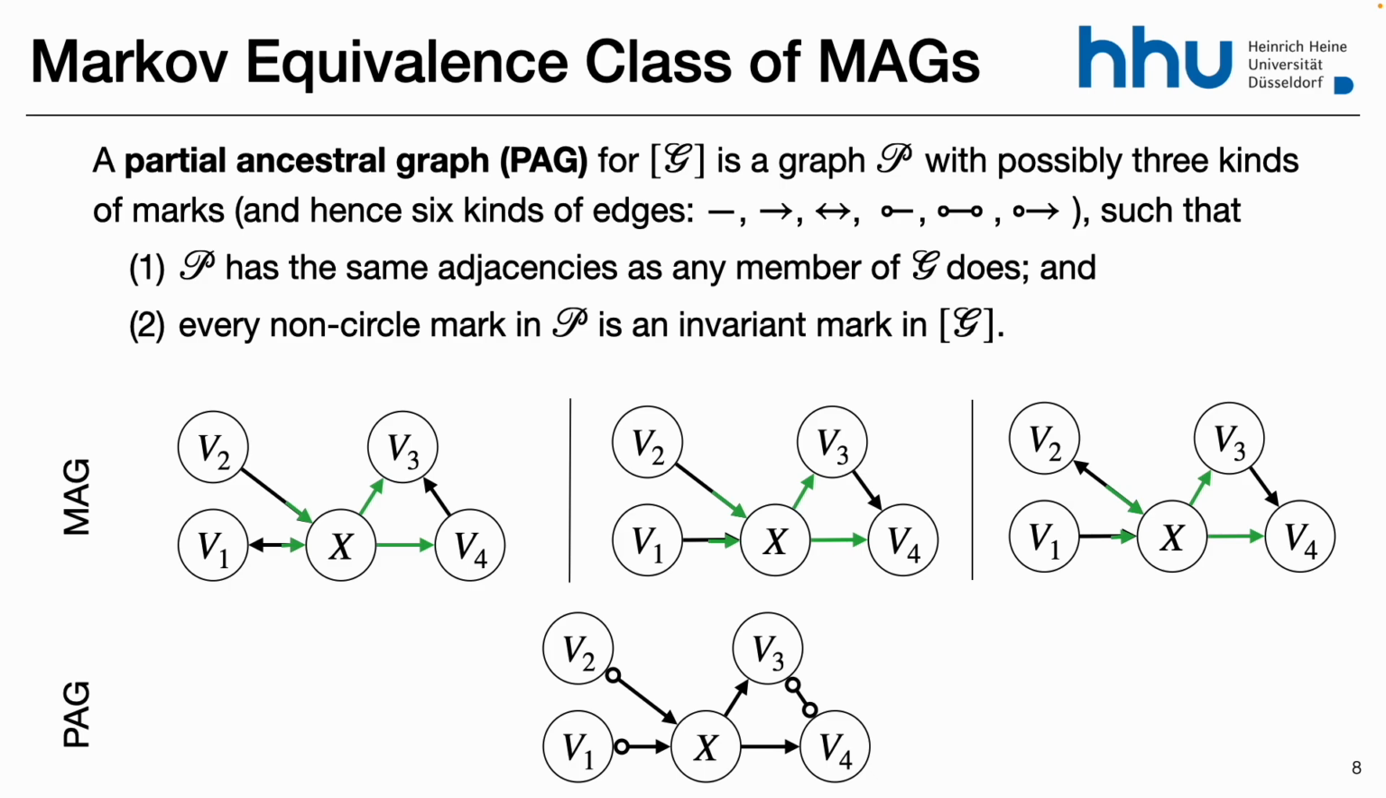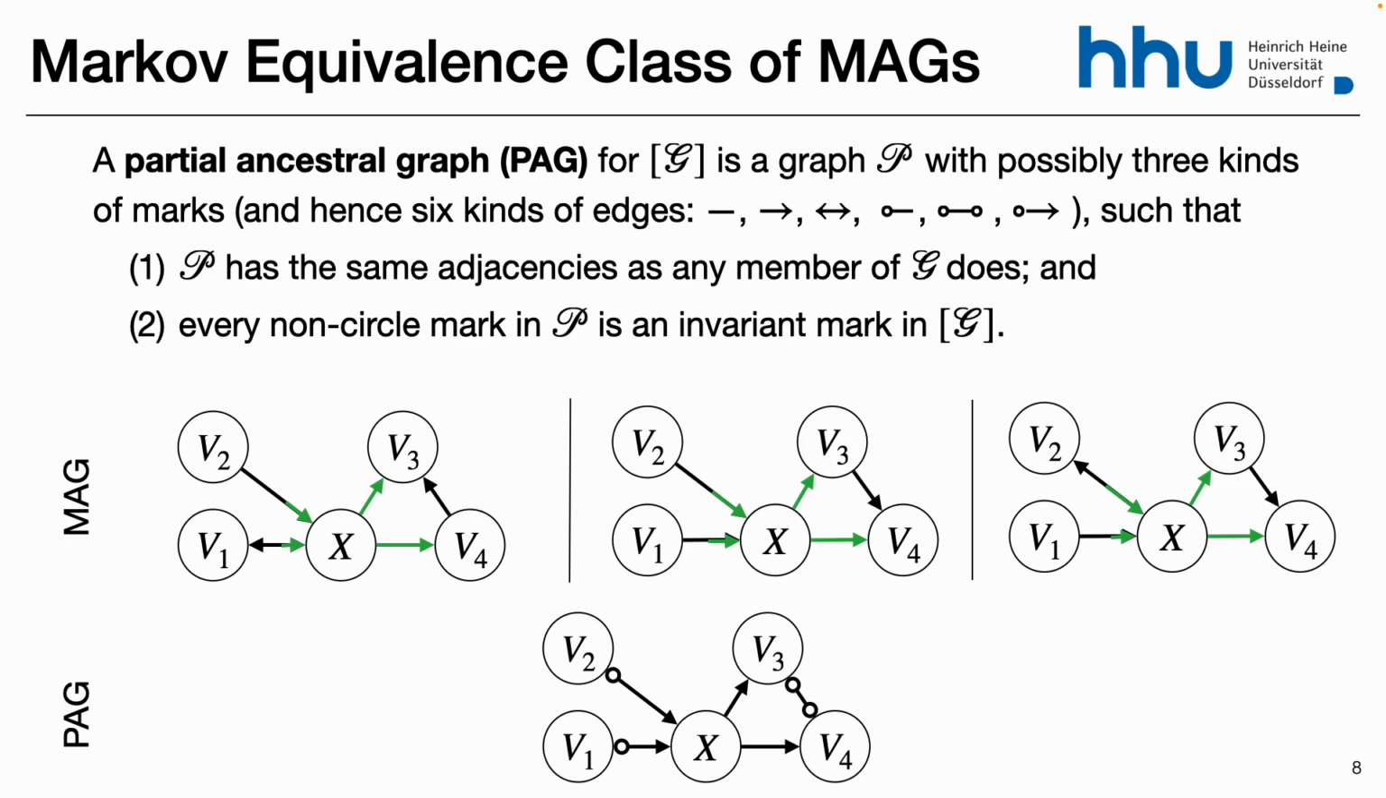You always have to check if X is actually an ancestor of V4, even though maybe there is an inducing path connecting X and V4, while there is a directed path making X an ancestor of V4. So you can create a lot of MAGs that are part of this PAG by using the definition of MAG and these criteria that we learned.